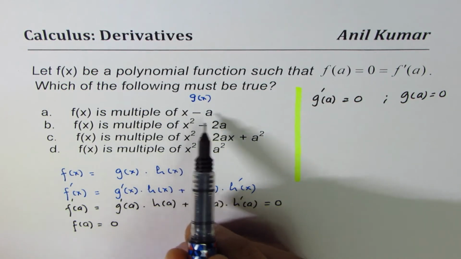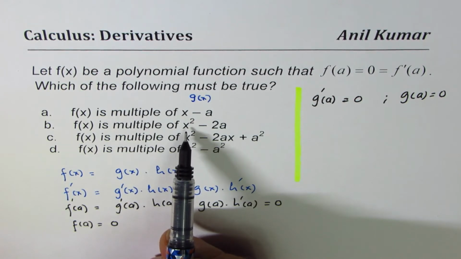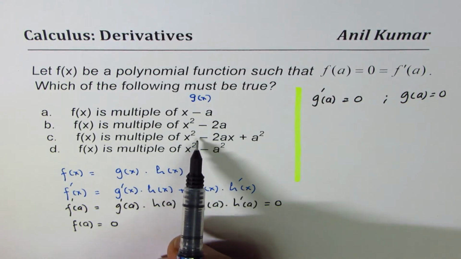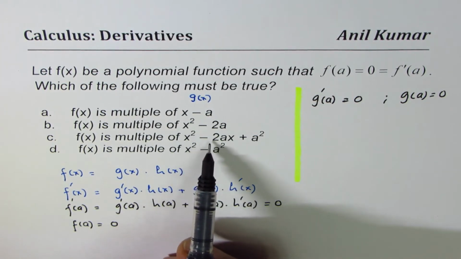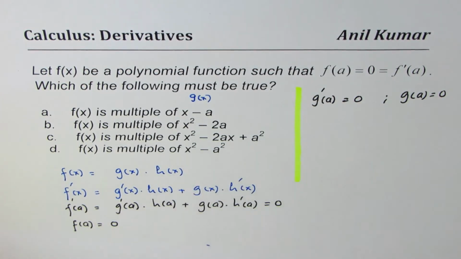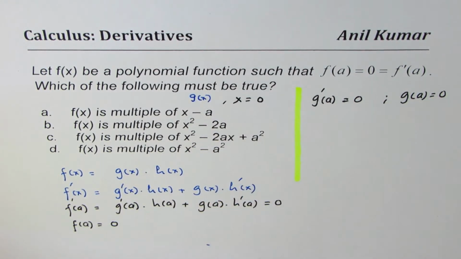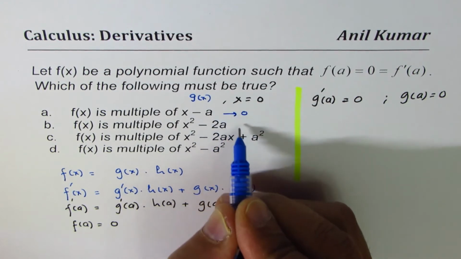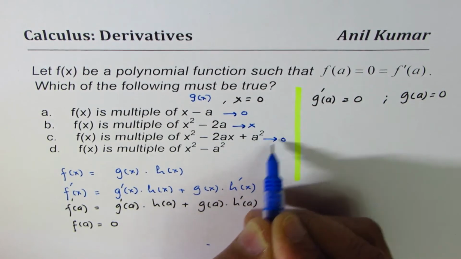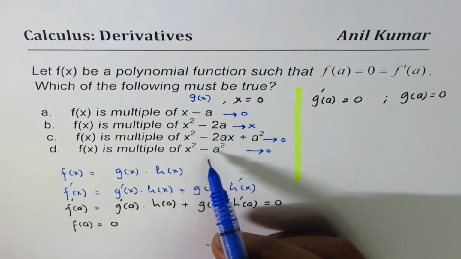So now if I substitute a, then the first one is 0. If I substitute a, this is not 0. This becomes a square minus 2a. That's not the answer. This one is a square minus 2a square plus a square, that is also 0. And the last one is also 0, right? So at x equals a, we have these functions as 0. This is not 0. This is not 0. However, this is 0. And this is 0. So our choice is limited between these three.